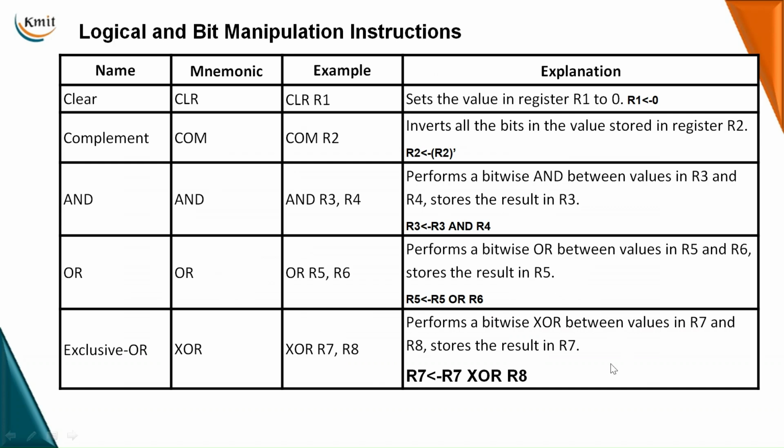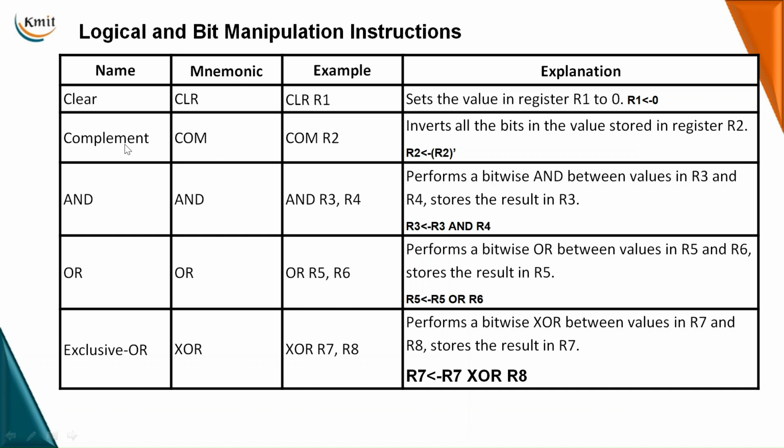We'll see in detail. The first type of instruction is the clear instruction, represented by the mnemonic CLR. For example, if you take CLR R1, it sets the value in the register R1 to 0 because this is a clear operation. It clears the contents of a specific register. So R1 is cleared to 0.